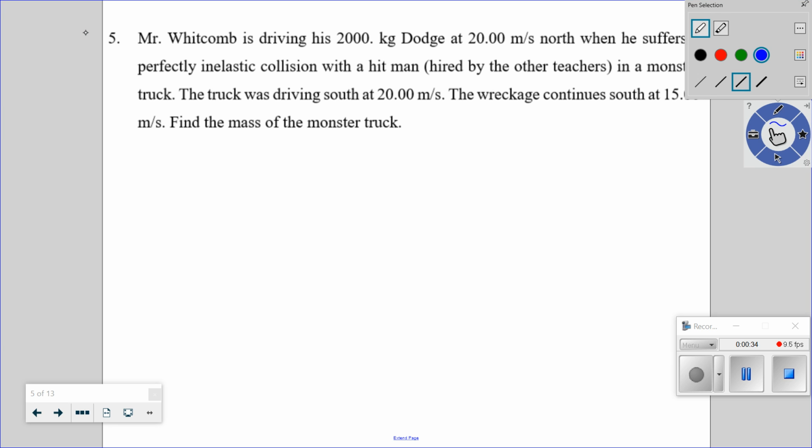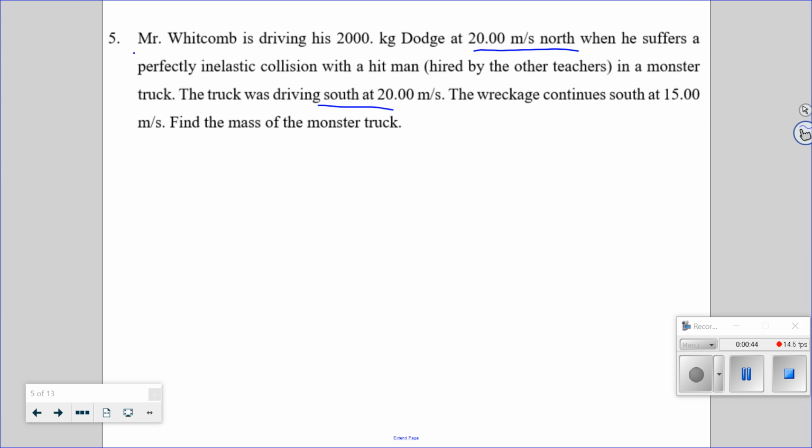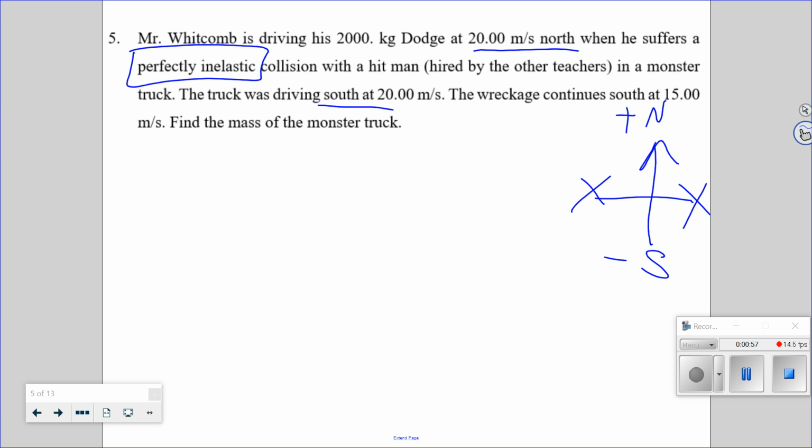Excuse me. Okay. So, we just have north and south. Highlighting is always a good idea. And we have perfectly inelastic. So, if I was confused, I would draw a little compass. Plus north, minus south. Oh yeah, and then we don't have east and west. I don't even need that. Everything's on this one axis.